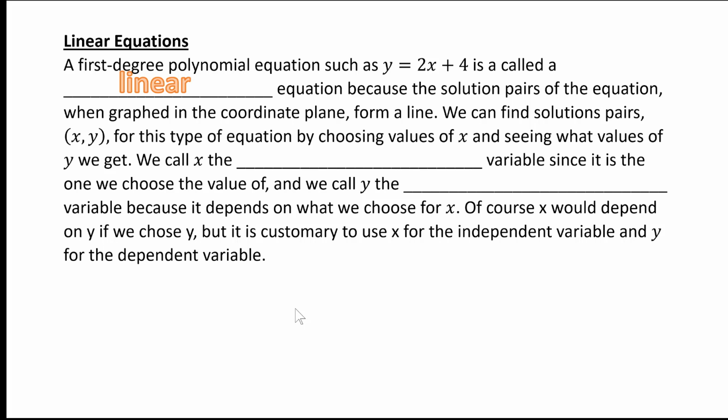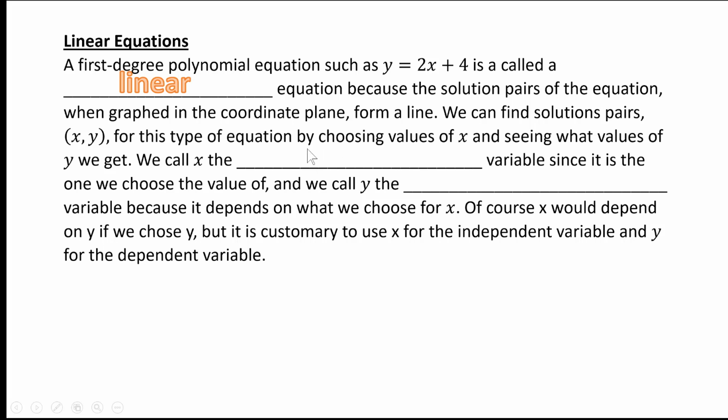We can find solution pairs x, y for that type of equation by choosing values of x. So you look at your x term and you could choose a value for x, like maybe you would choose 2 for x and see what you would get for y in that equation. So 2 times 2 would be 4, plus 4 would be 8. So one of the pairs that would work in that equation would be 2, 8, if x were 2 and y were 8. So when we choose values in this kind of a polynomial equation, we choose values of x and we see what values we get for y with each choice of x.